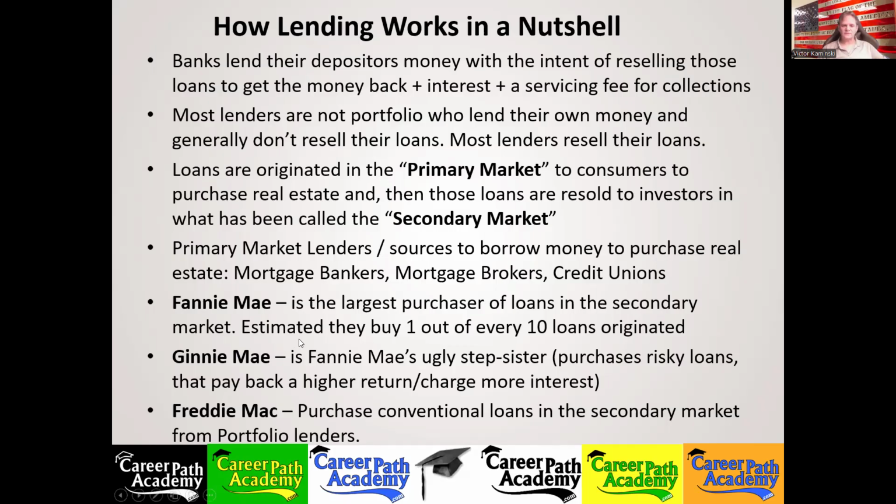Now, Ginnie Mae, she shares Fannie's last name there, so you know they're related. Ginnie Mae, think of her as Fannie Mae's ugly stepsister because she buys those ugly loans, those risky loans, the ones made to people with poor credit or things that you don't put down a lot of down payment, you know, the riskier loans. And then Freddie Mac, well, Freddie Mac purchases conventional loans on the secondary market.